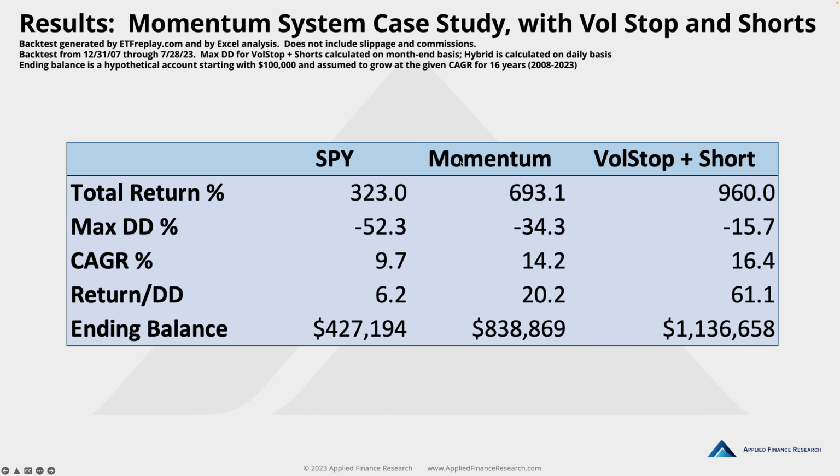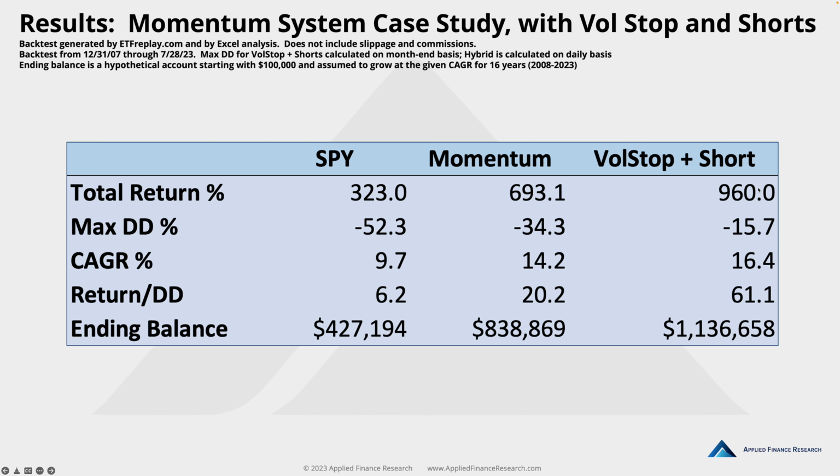Next, we have the momentum system with its kind of standard out-of-the-box rule set. No volatility stops, no shorts. Here we see that the total return jumps to 693. The maximum drawdown is reduced to minus 34. Compounded annual growth rate jumps to 14.2, return to drawdown ratio jumps to 20.2, and our ending balance is now 838,000 instead of 427.